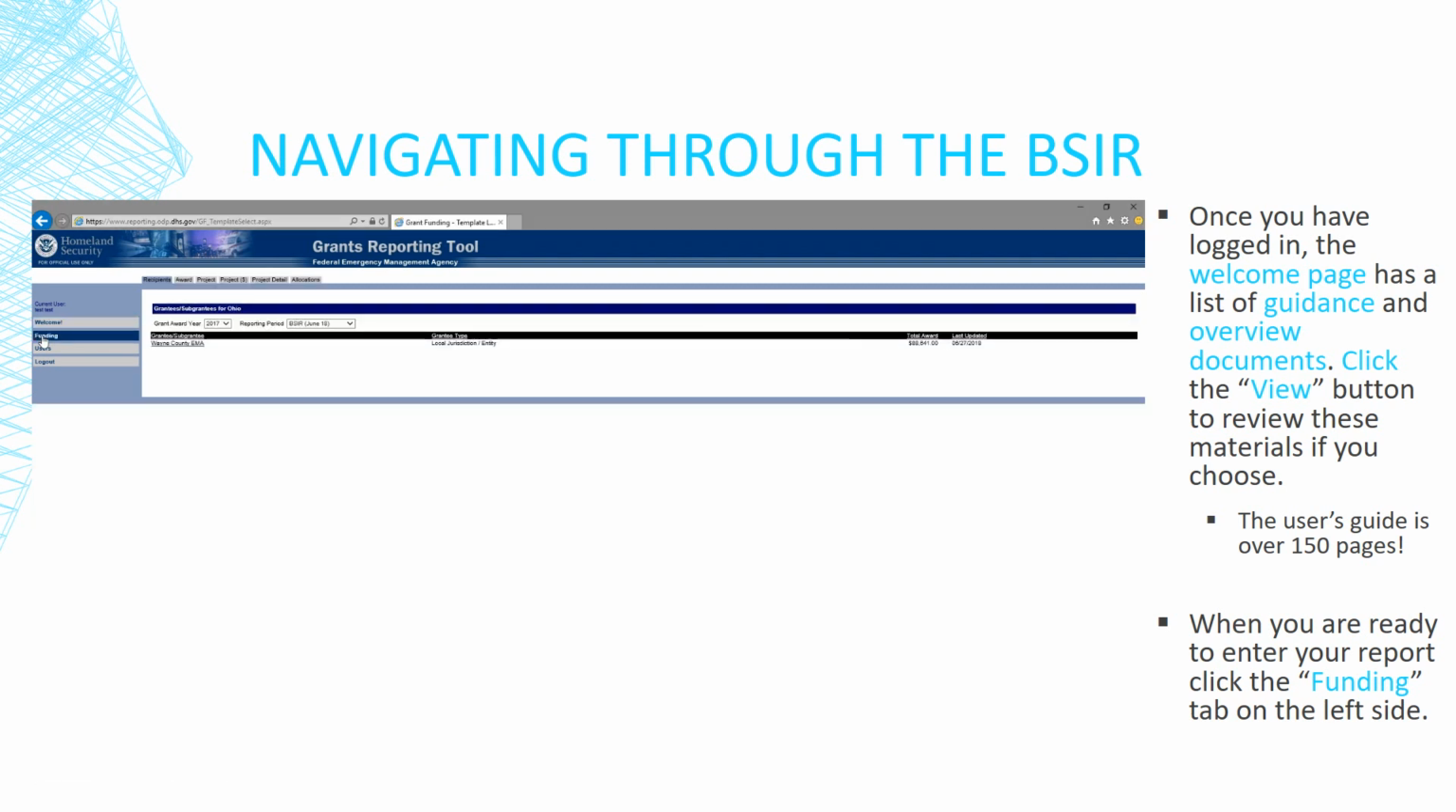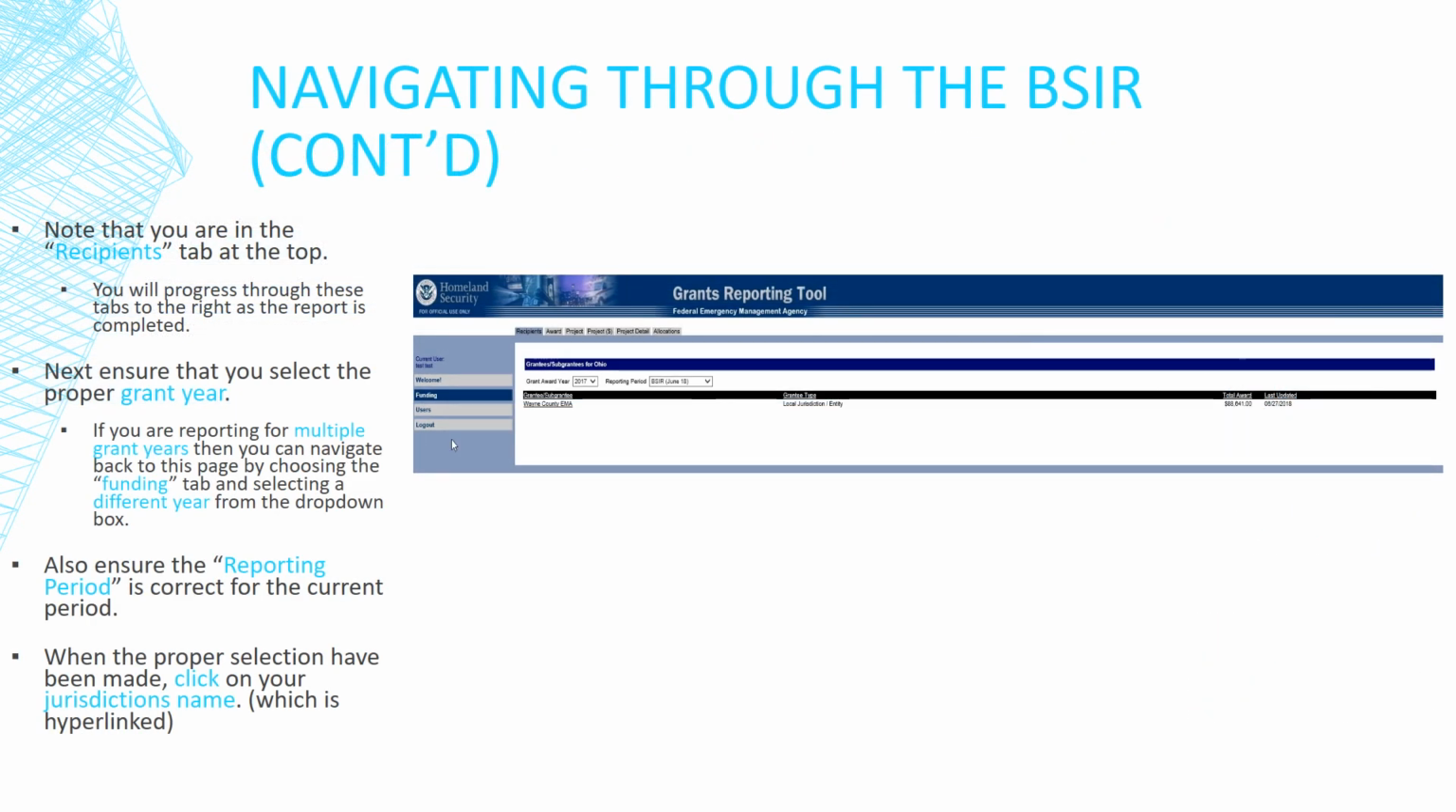When you are ready to enter your report, click the Funding tab on the left-hand side. Note that you are now in the Recipients tab at the top. You will progress through these tabs to the right as this report is completed.